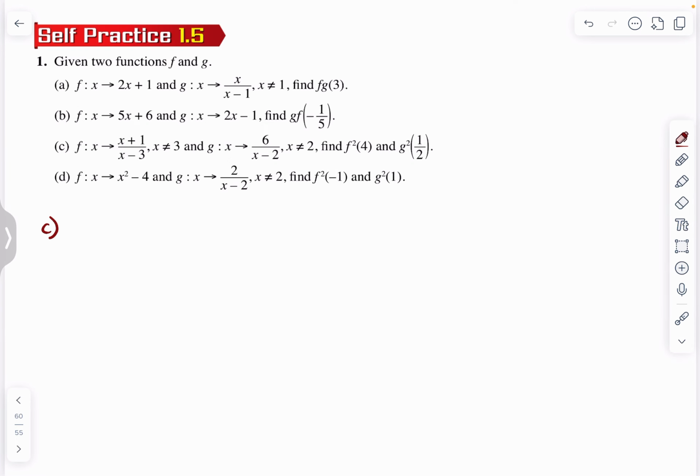C. So they gave us f(x), they gave us g(x). Find f square 4 and g square of this. Okay, so first let's find f square x. So if f square x is f of f(x). So we know f(x) is (x plus 1) over (x minus 3). f(y) is (y plus 1) over (y minus 3). Therefore, f(f(x)) would be (f(x) plus 1) over (f(x) minus 3).